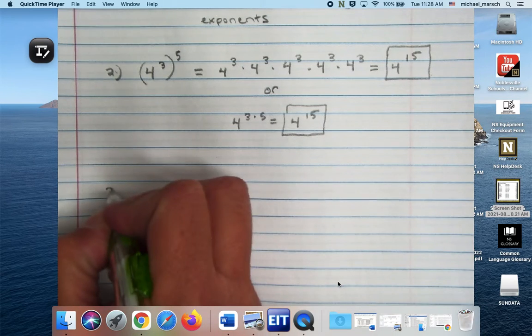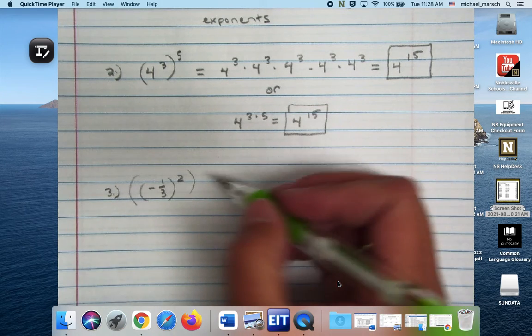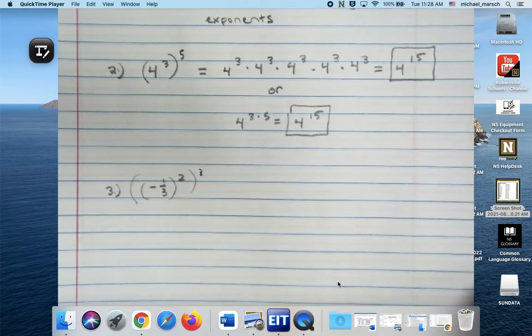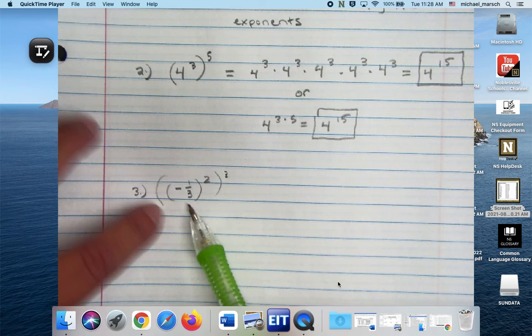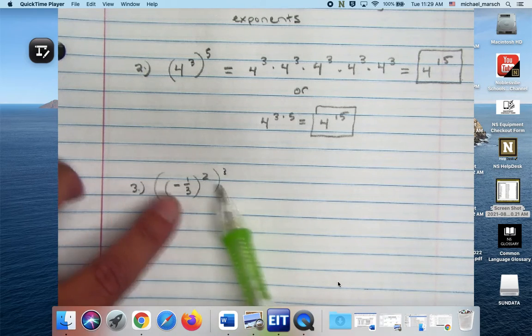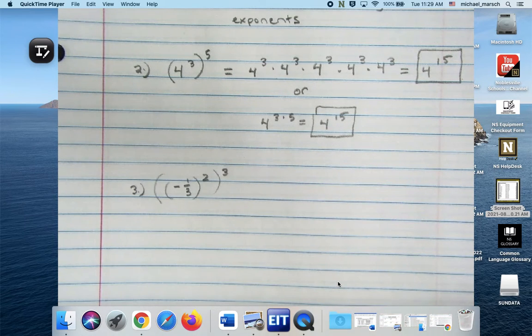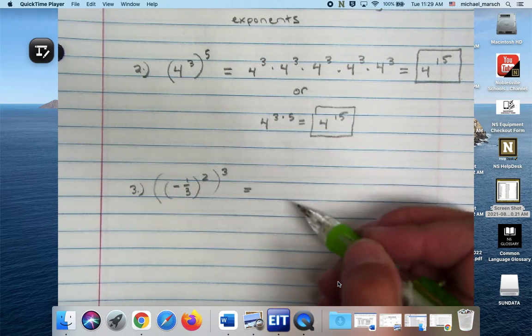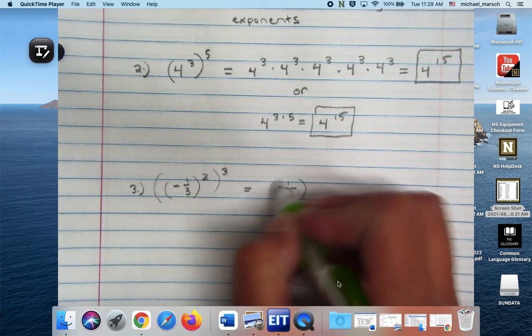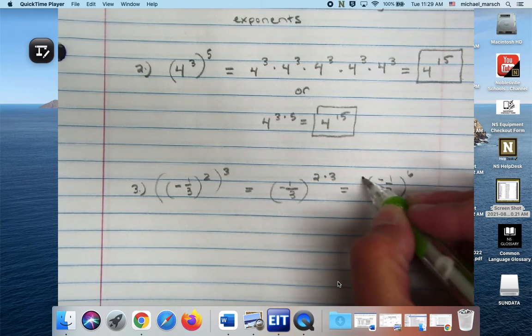All right, let's try another one. Negative 1/3 squared to the 3rd power. It's a lot of parentheses. I have to have the fraction in parentheses because it's the whole thing being squared. Then I have to have that in parentheses because it's that whole expression being cubed. So my shortcut, because you know I like shortcuts, negative 1/3 raised to the 2 times 3, which equals negative 1/3 to the 6th power.